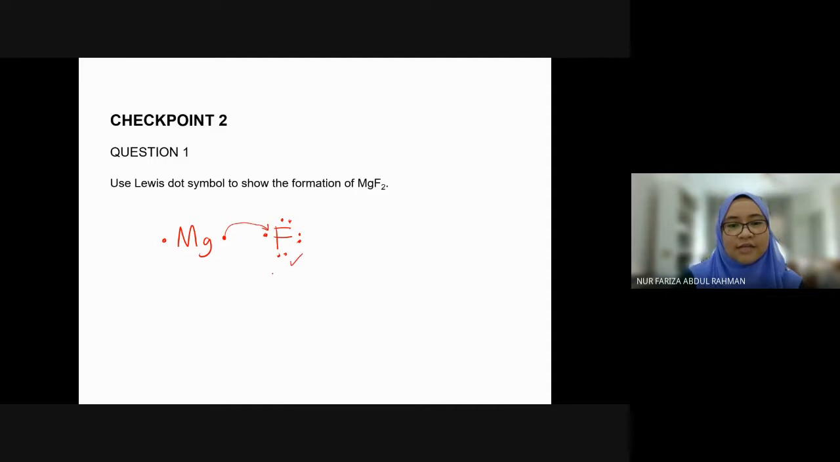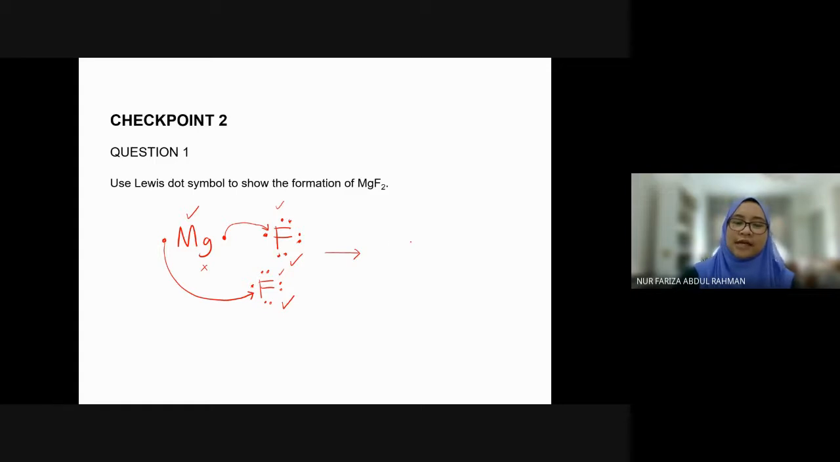Fluorine is now octet, but Mg is not yet octet. Belum achieve octet, because it has another one electron to be removed. That's why we need another fluorine, in order for all of the atoms present to achieve octet. Okay, so let's just check. The second fluorine is now octet, and same goes to magnesium. So all of them are now octet, ini octet, ini pun octet.